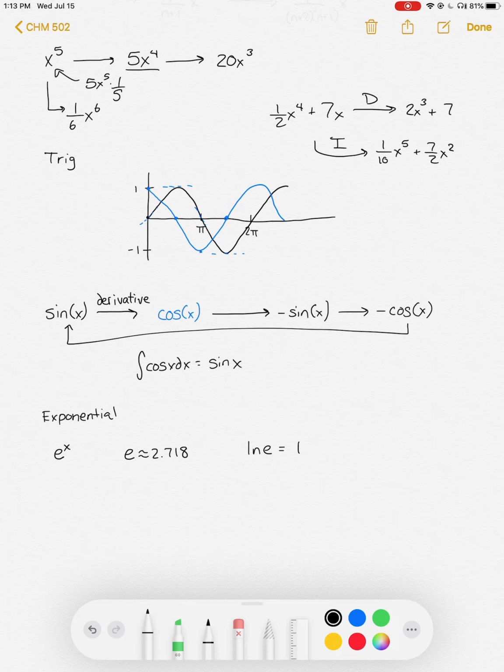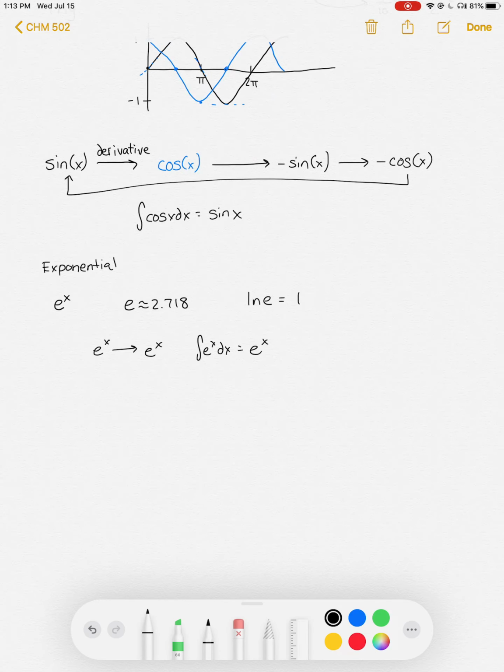And so if we wanted to take the derivative of our function e to the x, well, it ends up that the derivative of e to the x is simply e to the x. And in the same way, the integral of e to the x dx is simply e to the x as well. The last function that we're going to want to be able to specifically integrate is the natural logarithm. And this will come up in the second semester, so we won't see this too much in the first semester, but it'll come up a lot in thermodynamics.